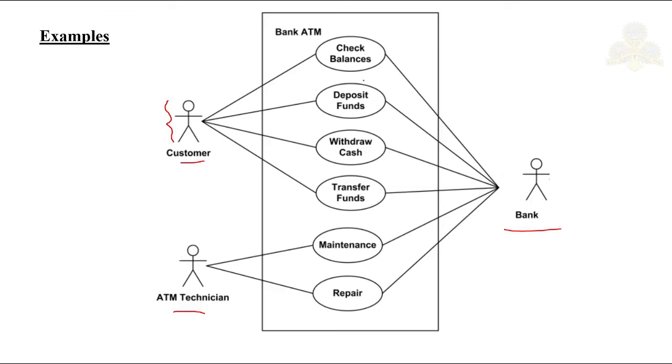Then we have these ovals. These are nothing but our actual use cases. That means the functionalities of the system are represented in these ovals. Then all these use cases should be inside a system. We are building the use case for the ATM, so you have to draw a border like this, and inside that border you have all these use cases. This border, the rectangle you can see here, is our system, our ATM, and the ATM has these functionalities.